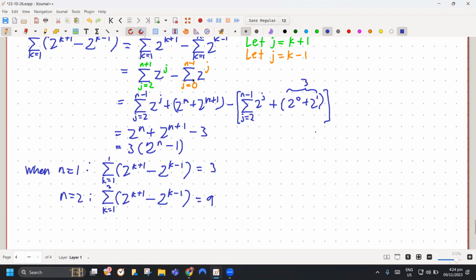2 to the first minus 1. So 2 minus 1 is 1. So 3. It matches. When n is equal to 2, 2 squared is 4, 4 minus 1 is 3, 3 times 3 is 9. So it matches too.